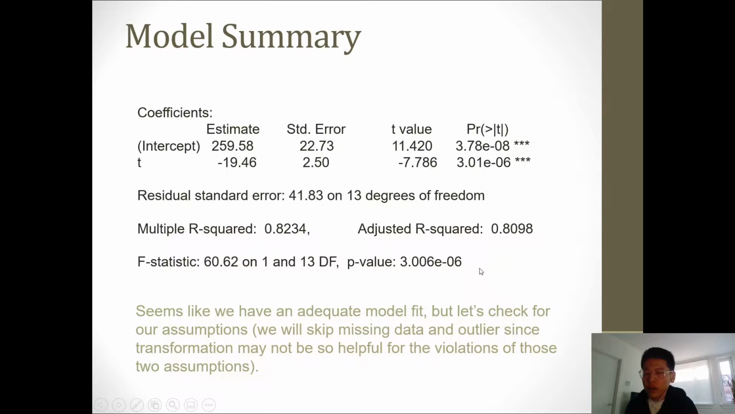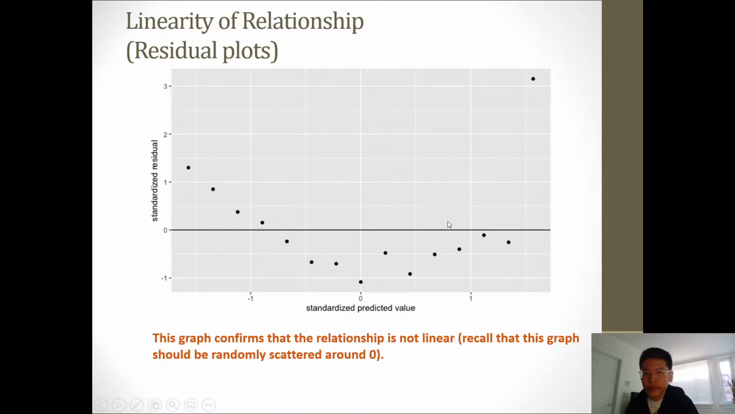Okay, so here we're just going to skip the missing data and also the outliers check, because the transformation will not help those two. You know, for the missing data, you can do the missing data treatment, and for the outliers, you can detect the outliers and do something with them, but the transformation might not help that much. Okay, so first we're just going to check the linearity of the relationship.